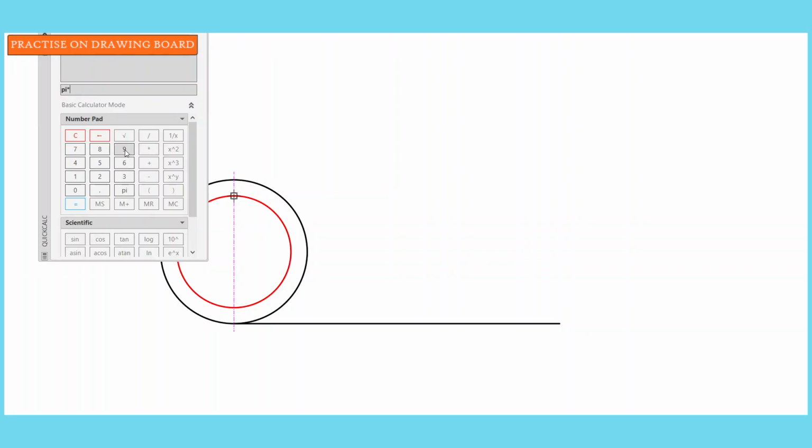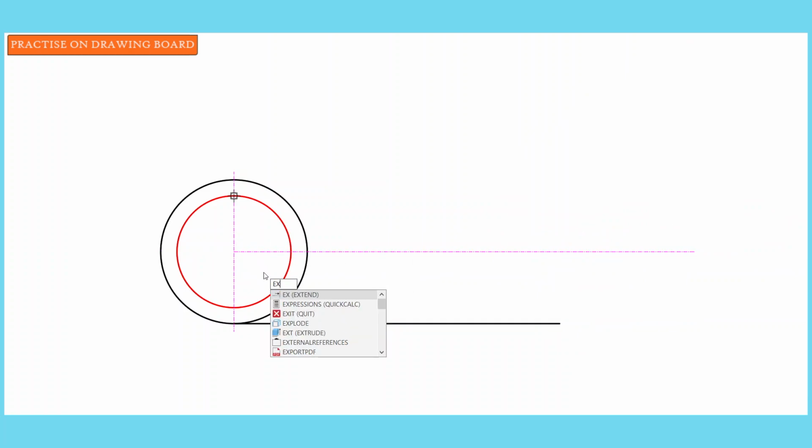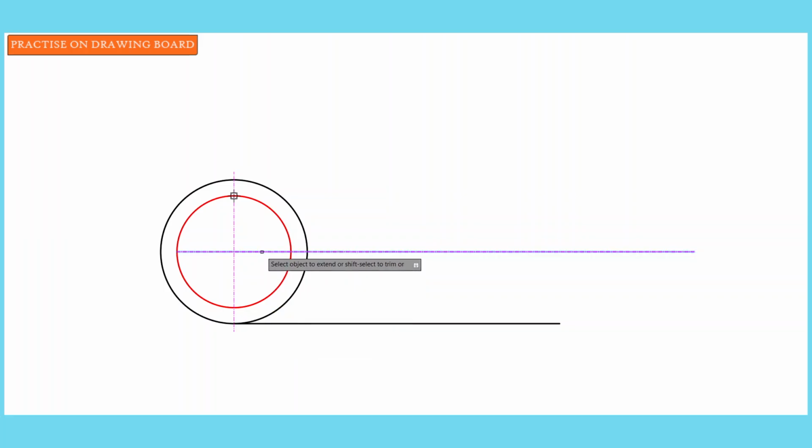And now I'll calculate the length of the central horizontal line, which is pi d. So pi d will give me 282.74. With the help of your ruler or your T-square, you can draw that horizontal line. Make sure you have taken note of the length, 282.7.